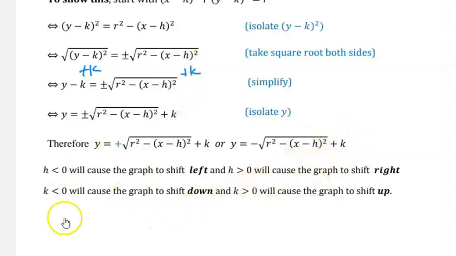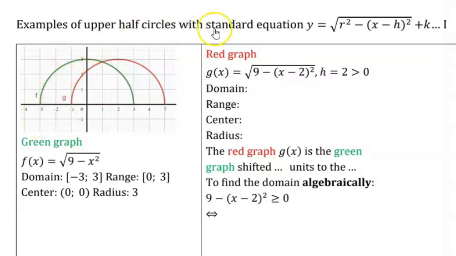So this is just a reminder of the theory. You must be able to do this on your own. Here's a simple example of an upper half. First of all, the green graph, which in this case I use as my mother graph, is the square root of 9 minus x squared. I have a radius of 3. I have the center as the origin.